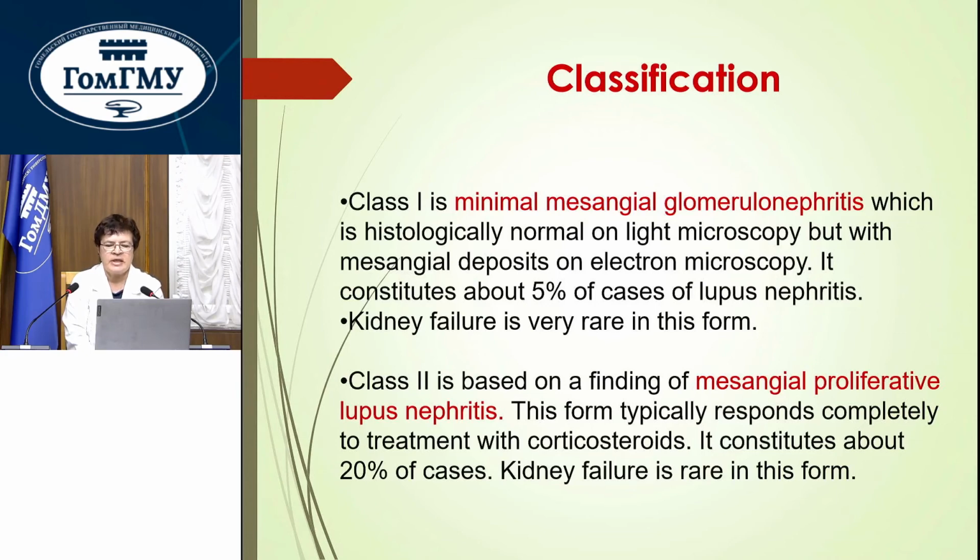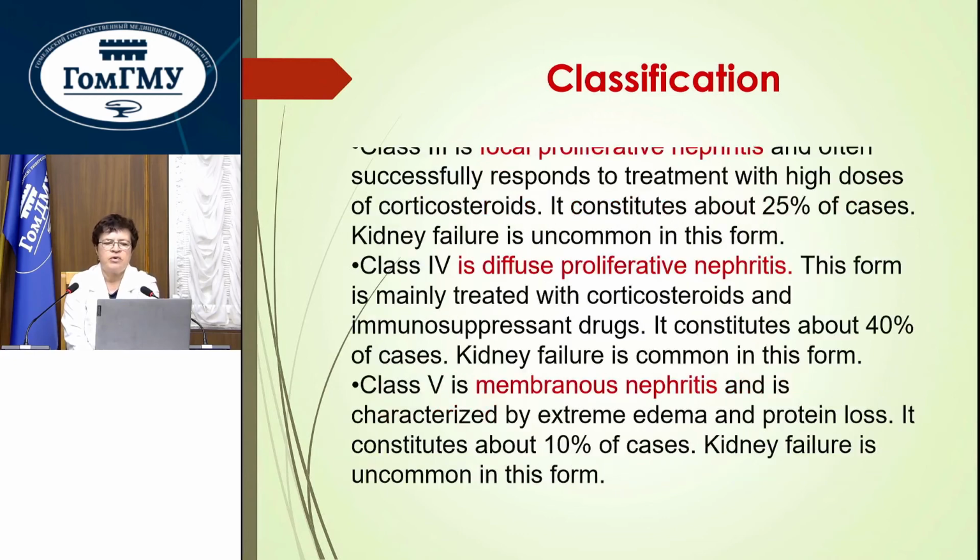Class 2, second class, is based on a finding of mesangial proliferative lupus nephritis. This form typically responds completely to treatment with corticosteroids. It constitutes about 20% of cases. Kidney failure is rare in this form.